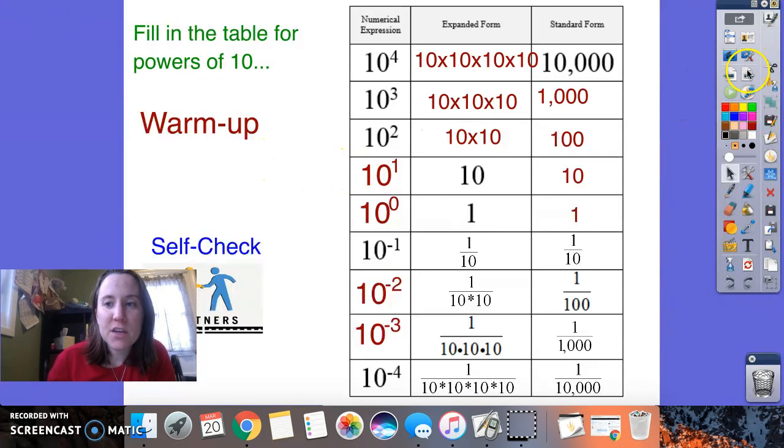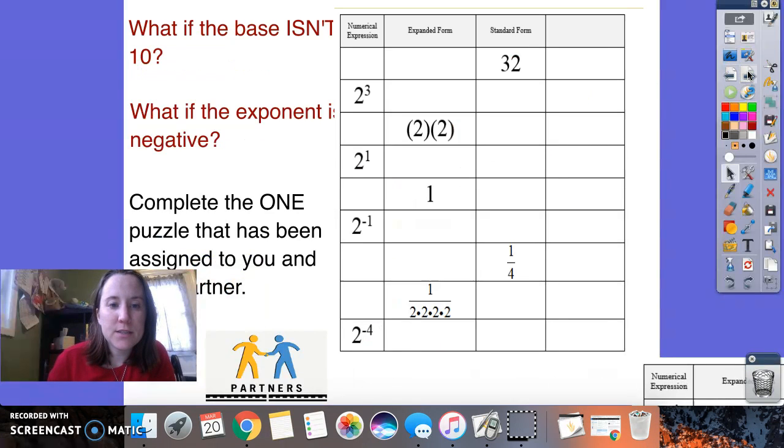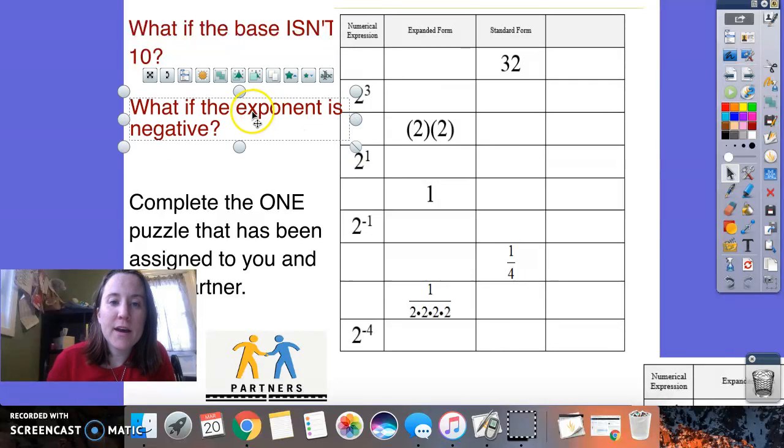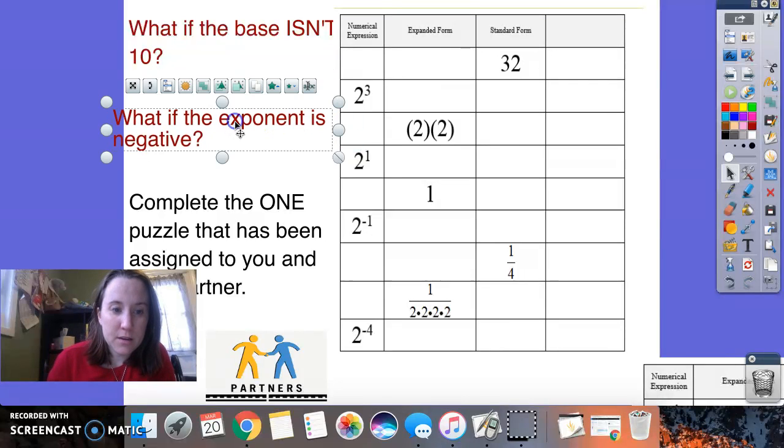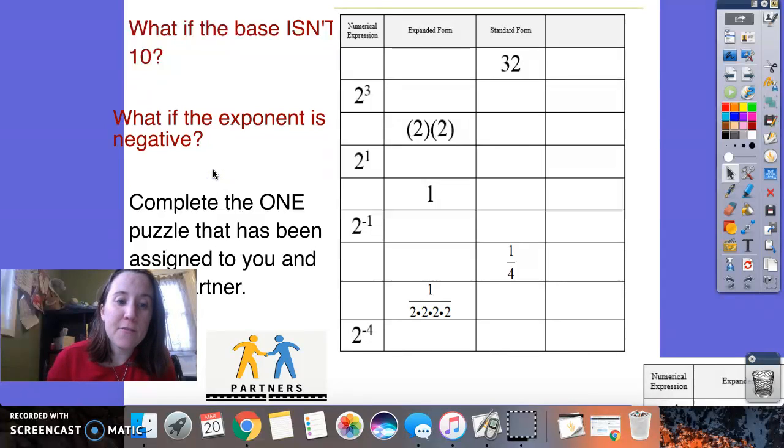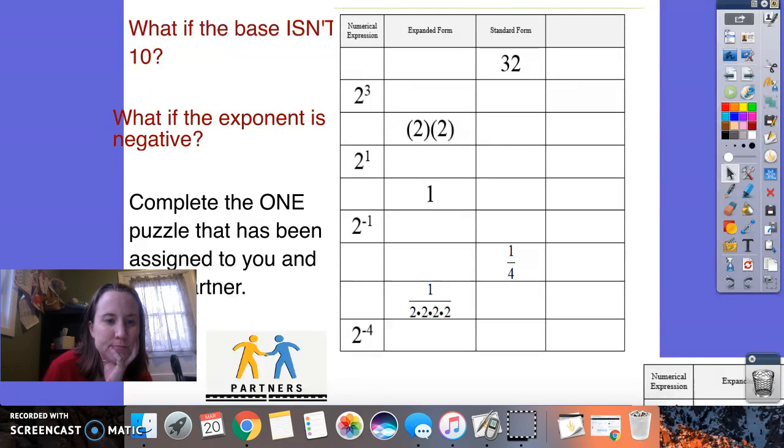So the next thing that you are going to do with your partner is you are going to get one of these papers to complete. And it's a base that's other than 10. So some of you will have a base of 2, some of you will have a base of 3. Some of you will have a base of 1/2, and some of you are going to have a base of 1/3. So please pause this video and complete the practice with your partner. All right, once you have finished completing the table with your partner, please go on to the next slide.